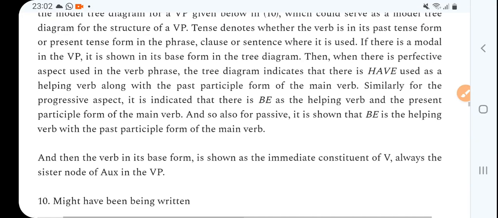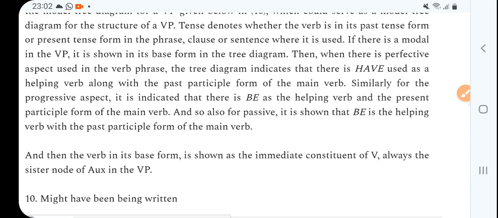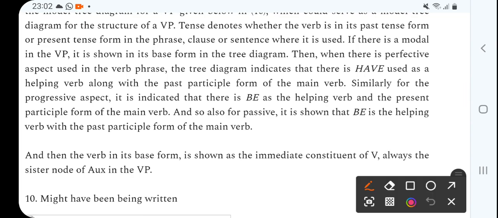Tense denotes whether the verb is in its past tense form or present tense form in the phrase, clause or sentence where it is used. So the tense is shown through the verb. You just remember that any tense is definitely shown through the verb, right?